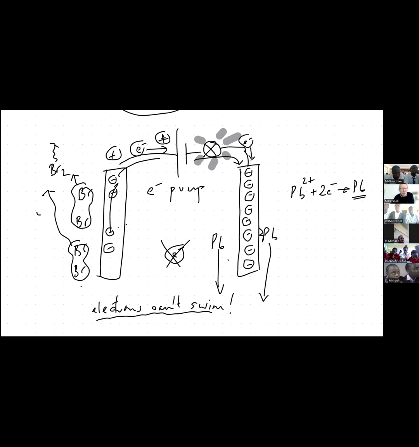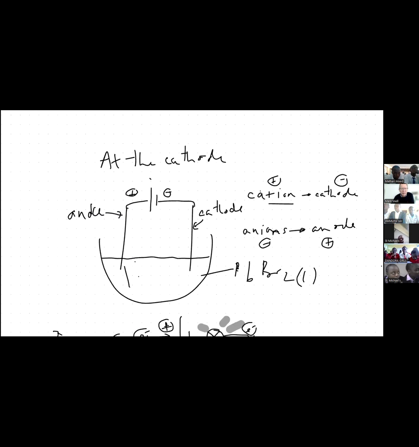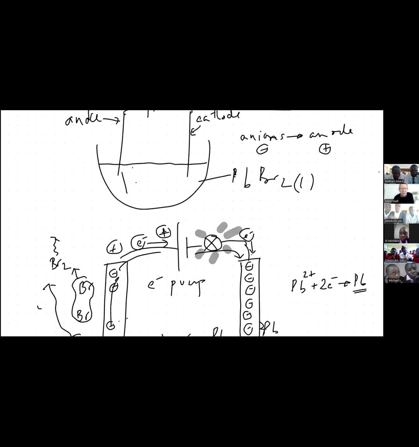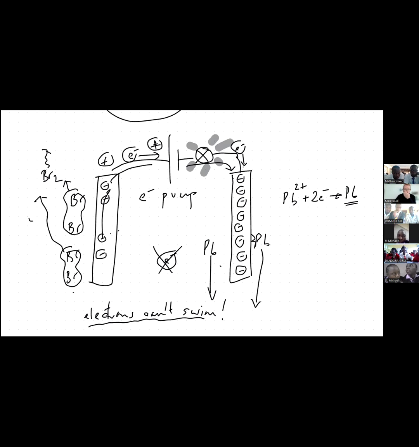Here we are, anode positive, cathode negative. In here, the ions. Lead bromide, completely separate. If the anode is positive and the cathode is negative, the cathode is full of electrons.